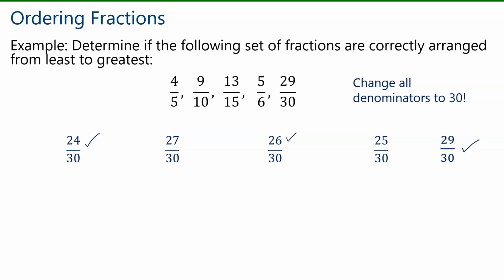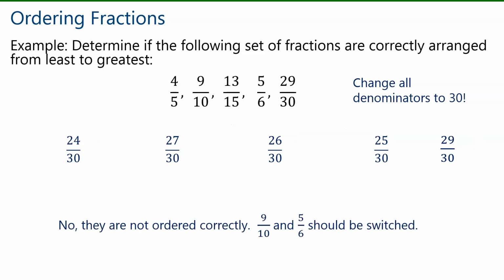Now 26 is correct, it's just that the 27 and the 25 need to be switched. So I'll make that note now and say, no, they are not ordered correctly. 9 over 10 and 5 over 6 should be switched. Then they'll be correctly arranged.